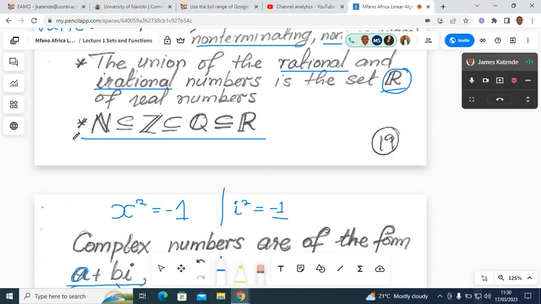So maybe now for this inclusion, we can add one more. The set of real numbers is contained in the set of complex numbers. The set of complex numbers allows us to get the square roots of negative numbers, which we could not do in R. The set of real numbers allows us to get the irrational numbers, which we couldn't get from the rationals.